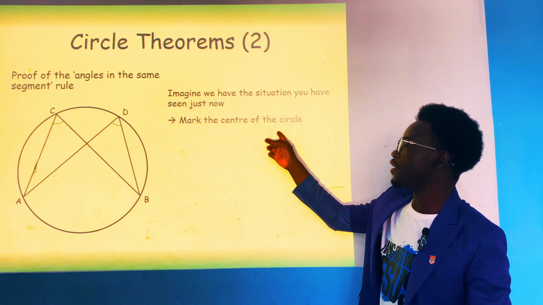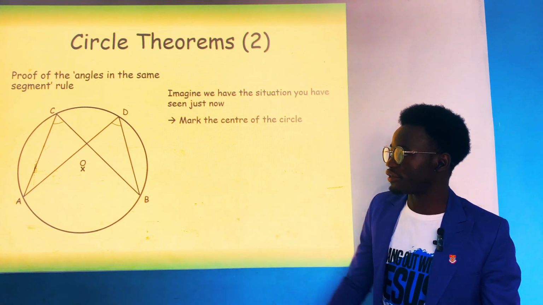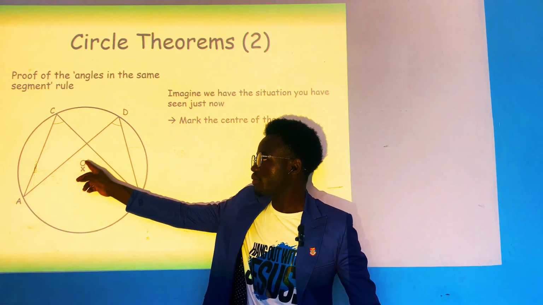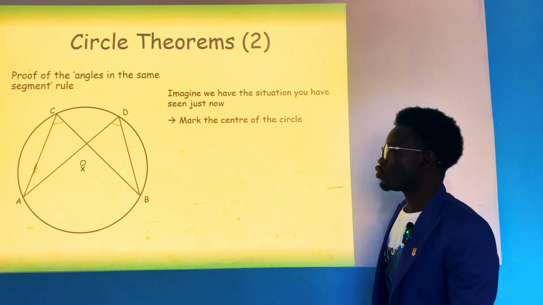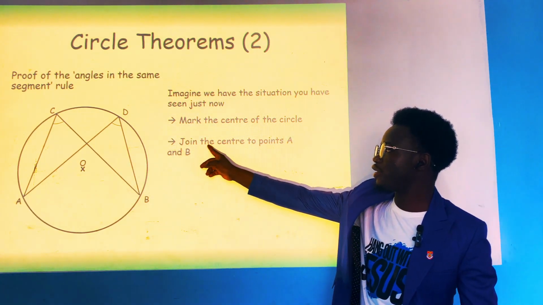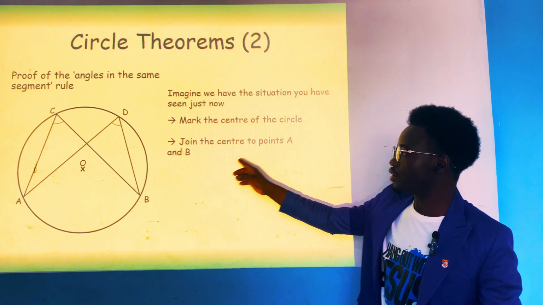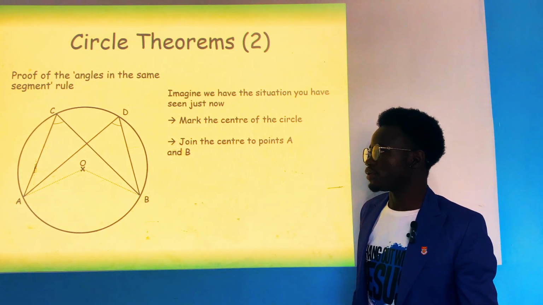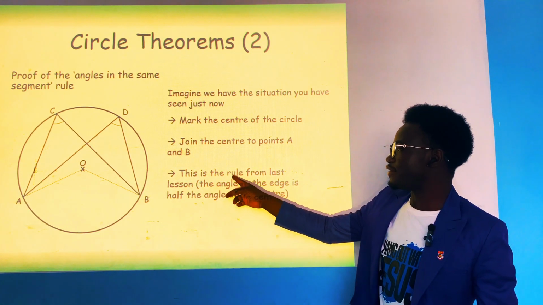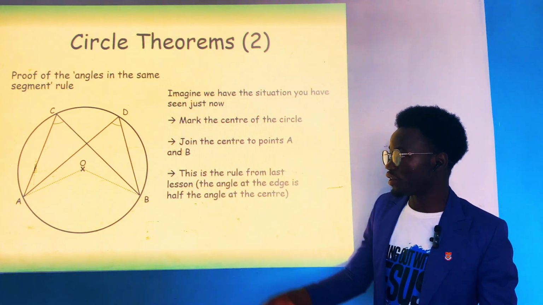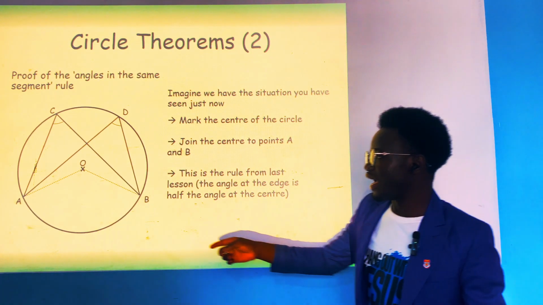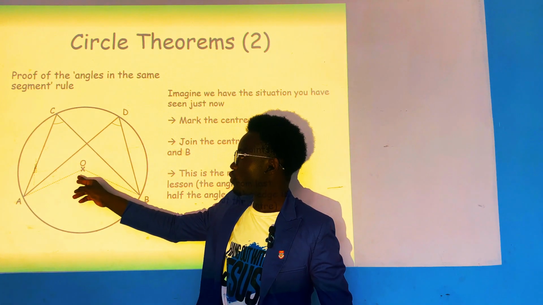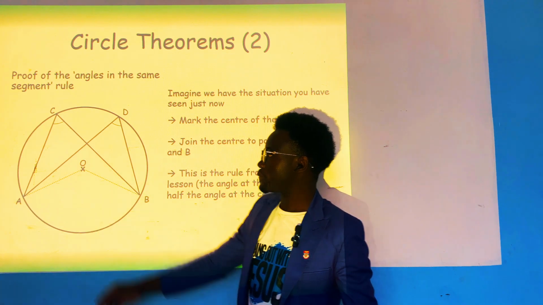Mark the center of the circle. So I mark there and I say O. Remember, this is not X, this is the center I just marked, and this is the one I labeled as O. Now we want to join the center to points A and B. This is the rule from the previous lesson, which states that the angle here is twice the angle here or here. So this angle is half of what is formed here. Okay?